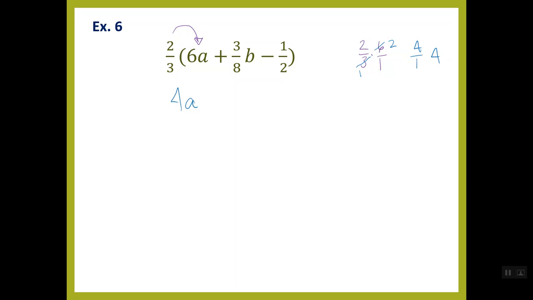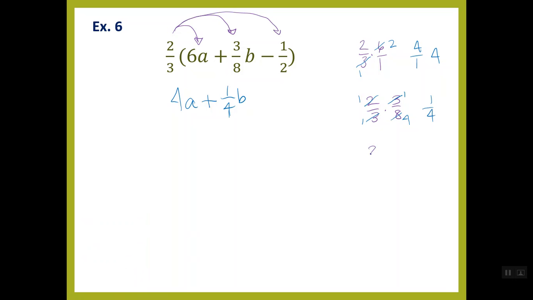And then I'm going to distribute. Let's change back colors again. 2/3 times 3/8 b. So I've got to multiply 2/3 times 3/8. I'm going to cross cancel again. 3 and 3 cancel each other out and make 1. And then if I divide 2 and 8, I'm going to divide by 2 and get 1, and divide by 2 and get 4. So when I multiply that, I get 1/4. I'm going to write that as the coefficient of the b. So it's positive, so I'm going to write plus 1/4 b, and that's okay to have it as a fractional coefficient.